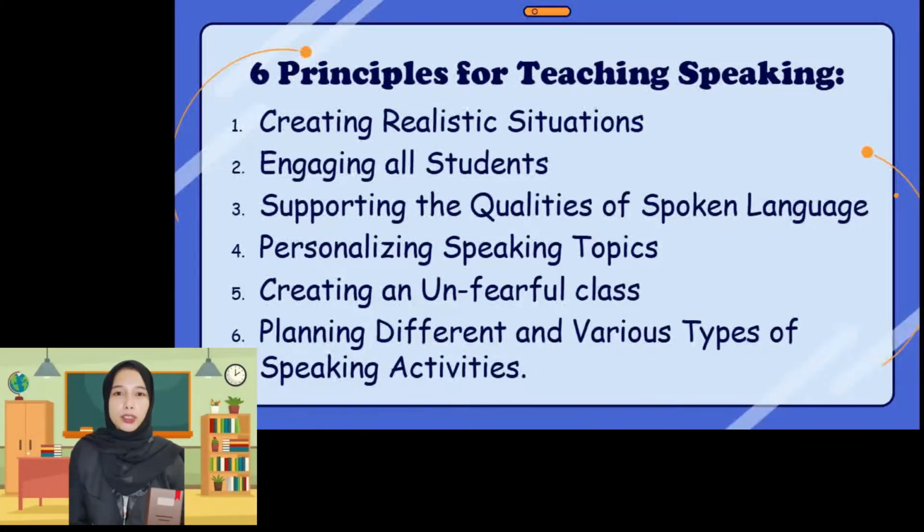So the last one is planning different and various types of speaking activities. It is a good idea to plan 2 types of activities. One where the students practice vocabulary and grammar in a more controlled way, and another type where students can speak freely.